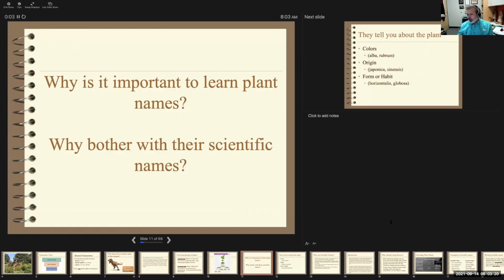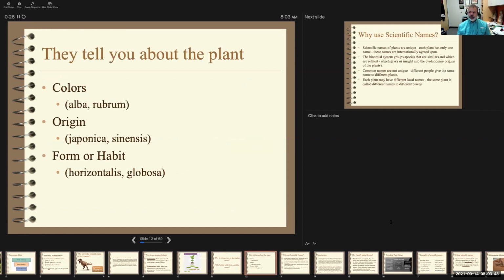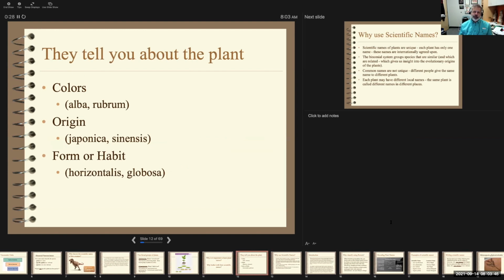And so we answer this question in the video, but why is it important to learn plant names? Why bother with their scientific names? Of course, when you're talking scientific names, you're using a common language. It doesn't matter where you are in the world. If you use the scientific name of a plant, you've got a common language that you share with scientists, other gardeners, and a variety of different things. But also the scientific names tell you a little bit about the plants in some cases.